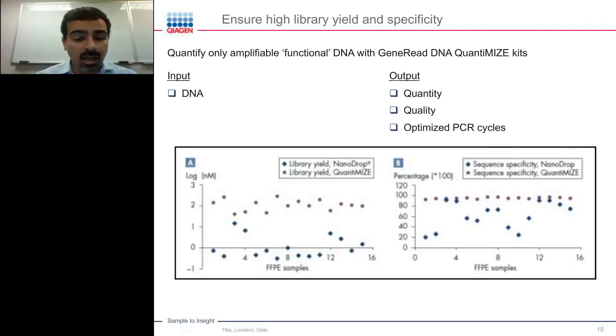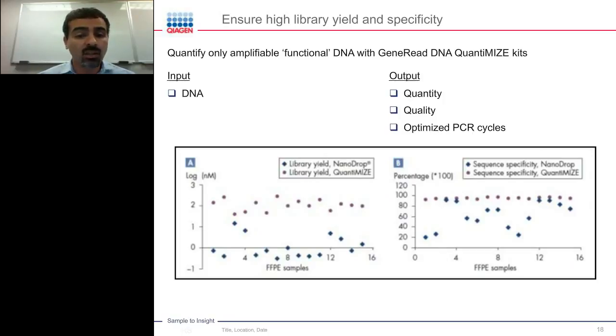But if you look at the same samples quantified by QuantiMize, as shown in these purple circles, you do see a pretty consistent library yield from the different samples. Remember, these are 15 different FFPE samples, and because they were quantified by QuantiMize using a qPCR approach, we were able to accurately quantify the DNA, resulting in consistent library yields from these 15 different FFPE samples.